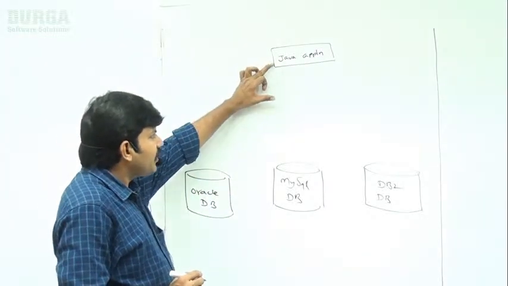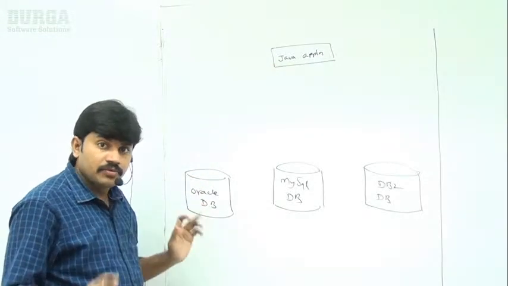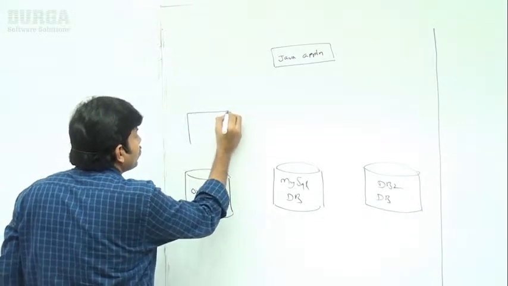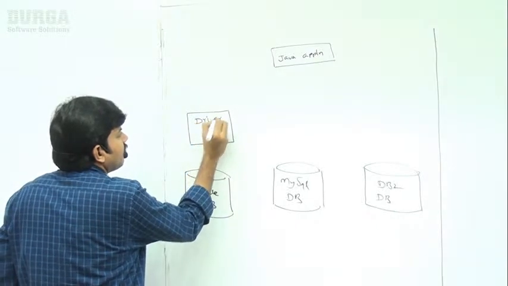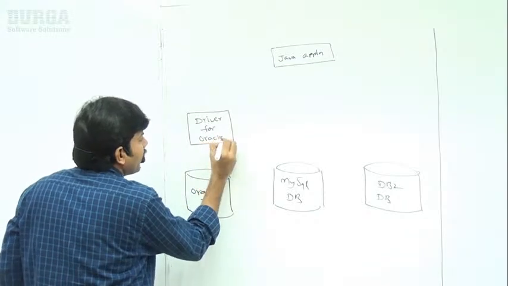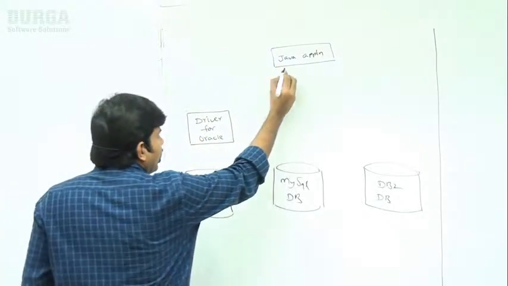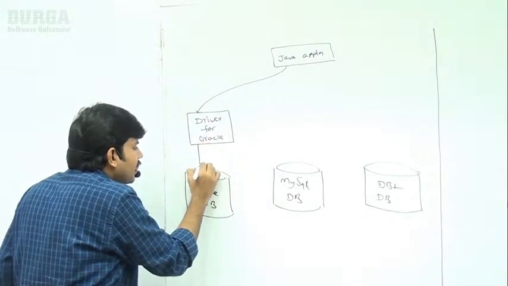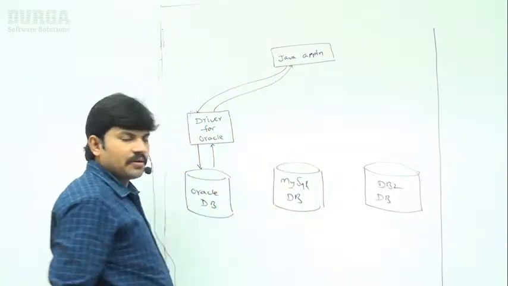Sir, if a Java application wants to communicate with the Oracle database, what, sir, we require to use is the driver for Oracle. So the Java application can communicate with this driver. This driver can communicate with the database. Remember this one, sir. Observe that.